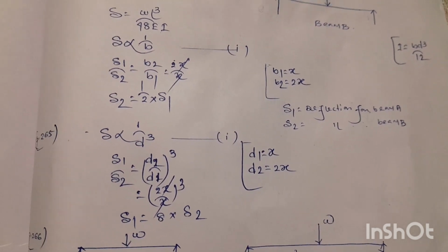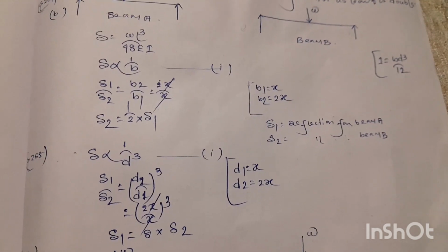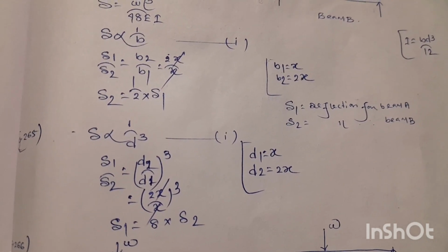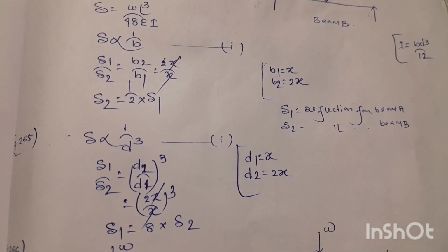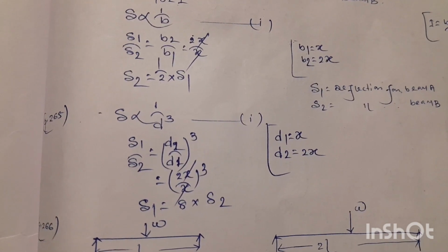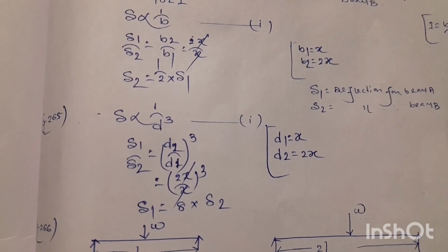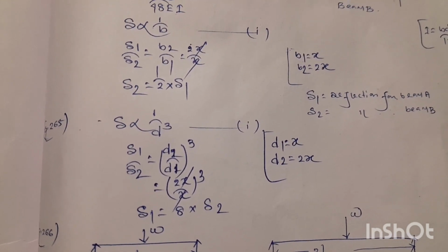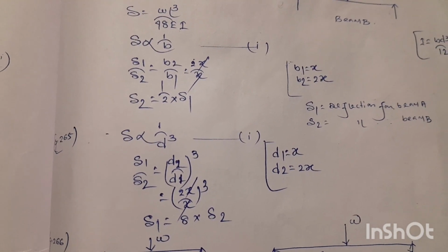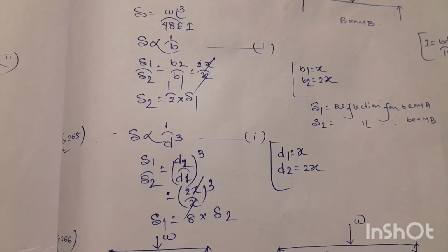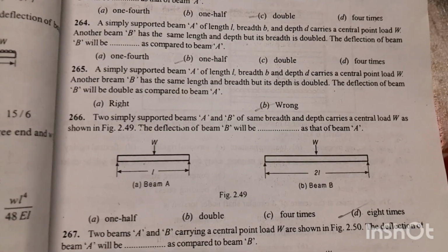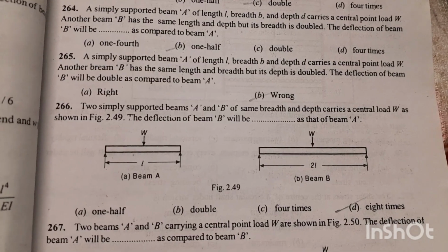And if we say d1, or depth of the beam section for beam A, is x, so the depth of beam section B will be 2x. And if we calculate the value, we will get del 1 equal to 8 into del 2. So the deflection of beam A will be 8 times the deflection of beam B. So for question number 265, option number B is the right answer.